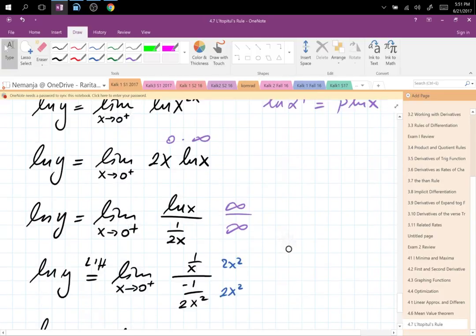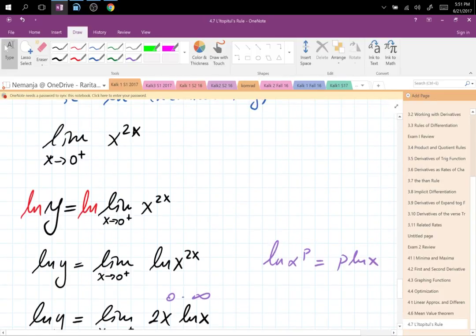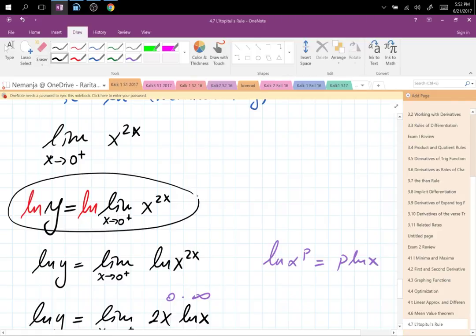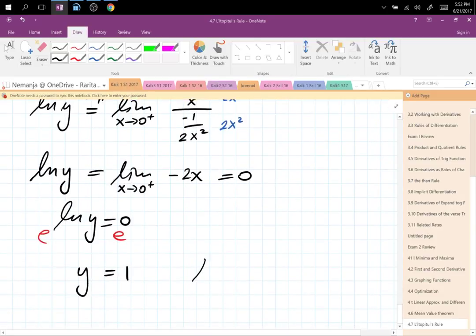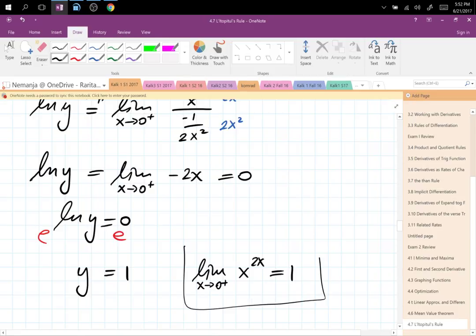But you know that y was defined as your problem. If you look at this line, ignore the red, you see that y is the entire limit from before. So we've shown that the limit as x goes to 0 plus of x to the 2x is equal to 1. And that's the answer. So we ln both sides.